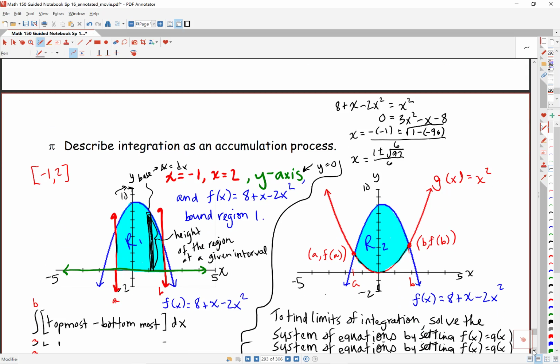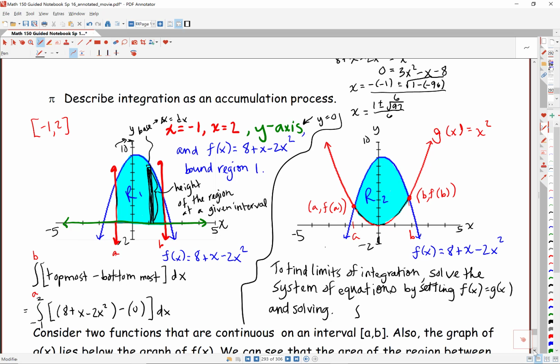Okay, so we would have negative 1 minus root 97, all of that over 6, and the upper limit would be 1 plus root 97, all over 6. I know they're weird looking limits of integration, but that's okay. And then our topmost graph is still f, which is 8 plus x minus 2x squared, minus, now we have x squared as our bottommost graph, and then it's with respect to x.